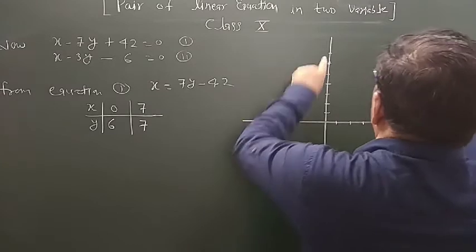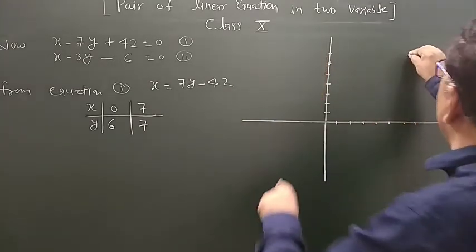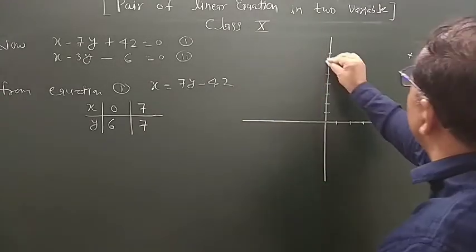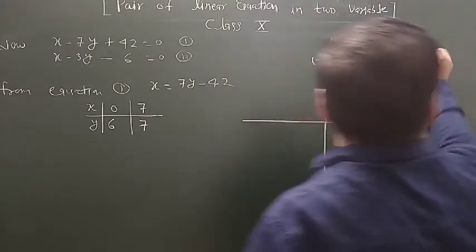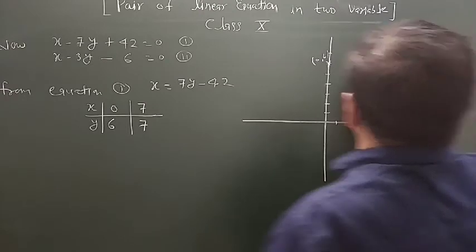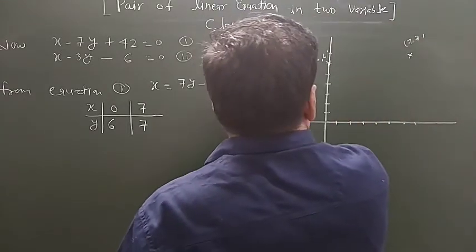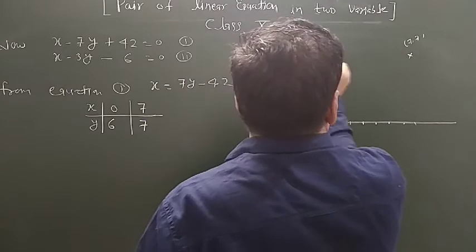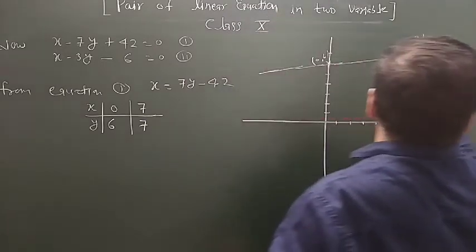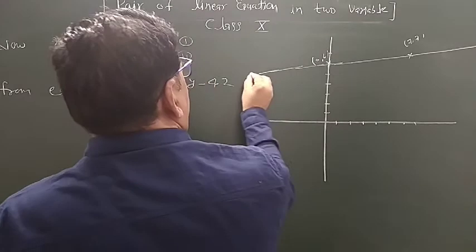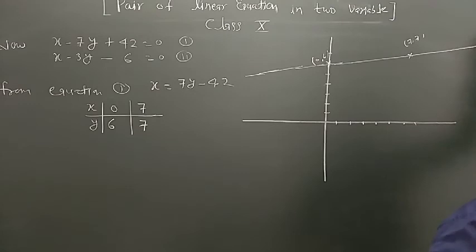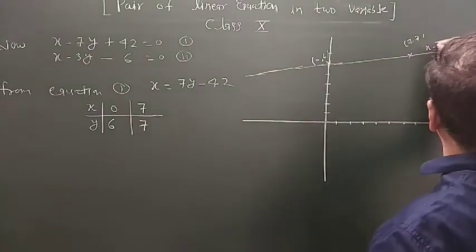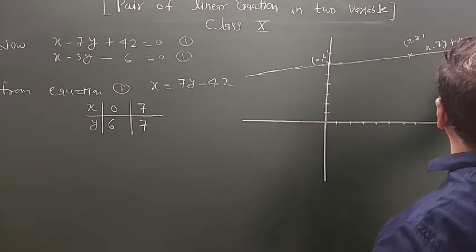1, 2, 3, 4, 5, 6 and there. This is the point 7 comma 7. This is the point 0 comma 6 and this is the point 7 comma 7. Draw a line, join these 2 points. This represents x minus 7y plus 42 equal to 0.